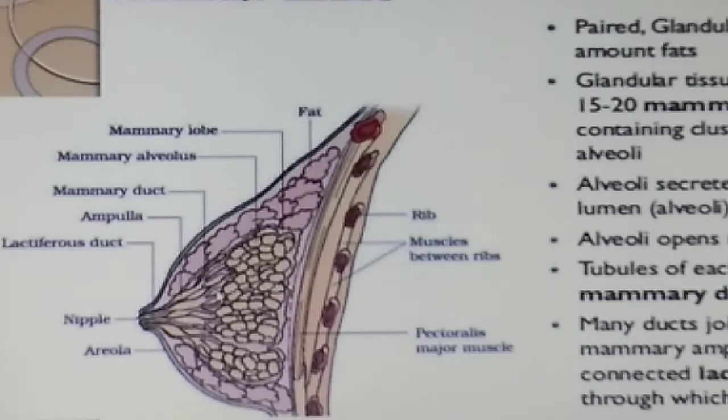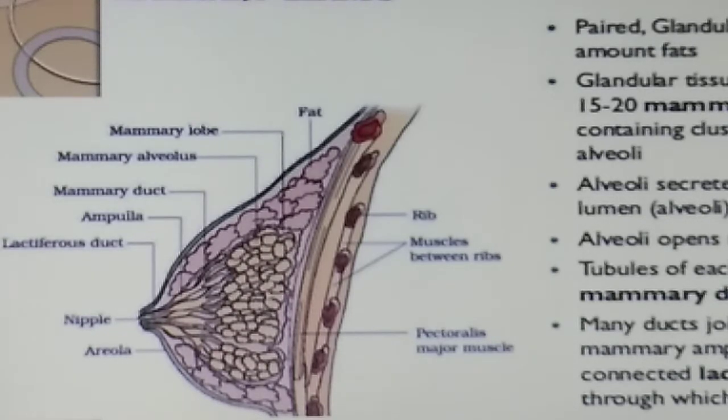And several mammary ducts join to form a wider mammary ampulla. So this is the ampulla. See here, this one is the ampulla. So all the mammary ducts join together to form this ampulla. And now students, what happens? It is connected to the lactiferous duct. So all these ampullae are connected to the lactiferous duct, through which milk is sucked out. So this is the nipple, from which the milk is sucked out.